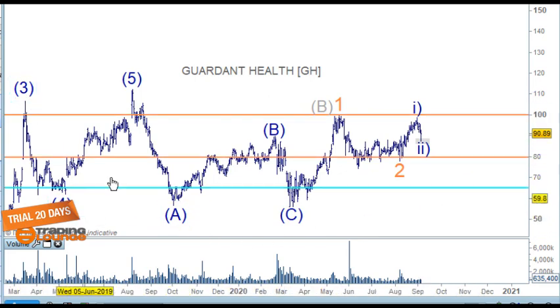In terms of the count, I've got 3, 4, 5, A, B, C here. It appears that we can have wave 1 up here, but I can see that we can have another corrective pattern here, but probably unlikely. I think I'm on the right track here, but what I want to see is I want the market to sit on top of the 100 here.